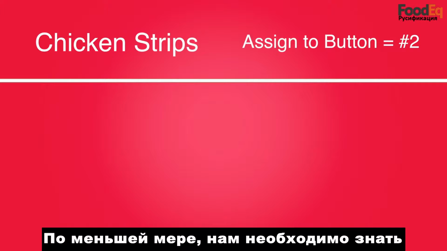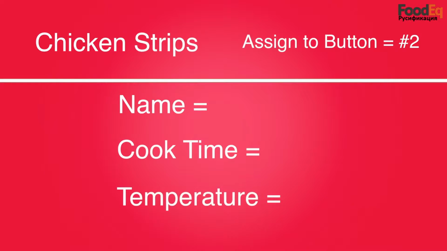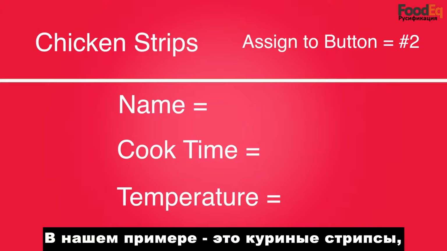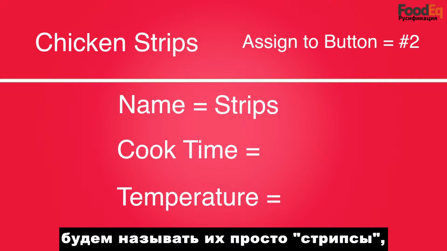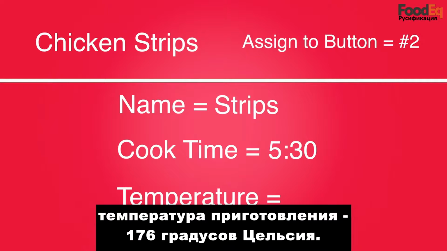At a minimum, we're going to need to know the name of the product, total cook time for the product, and then the cooking temperature. For our example, chicken strips, we're going to call them strips. They're going to have a total cook time of 5 minutes 30 seconds, and then the temperature will be set to 350 degrees Fahrenheit or 176 Celsius.